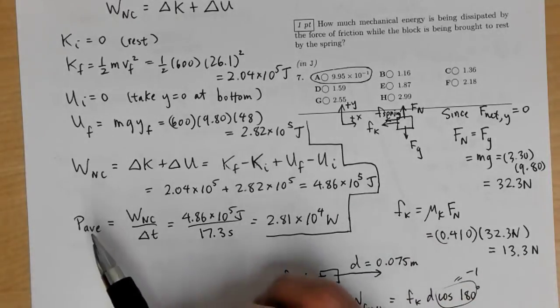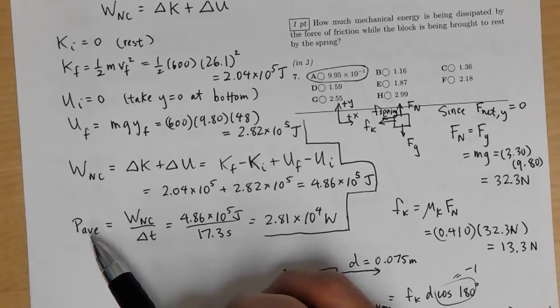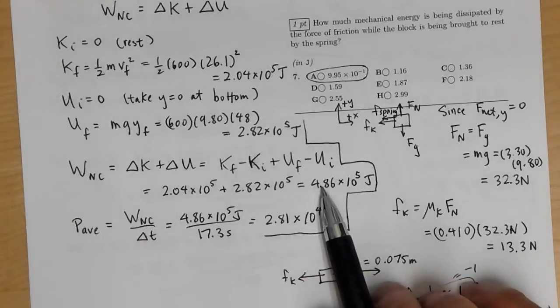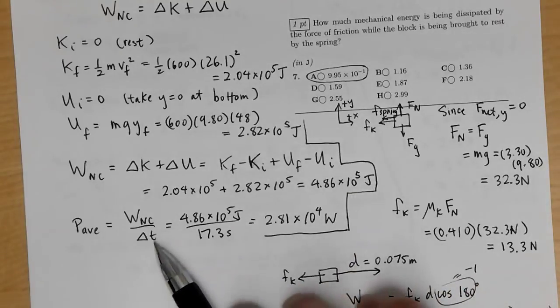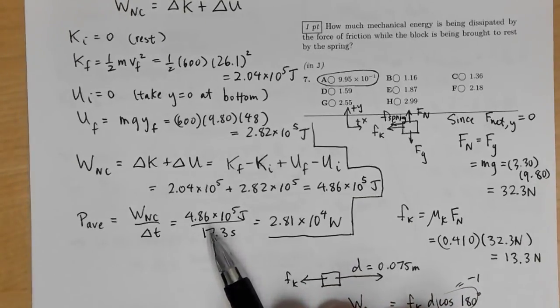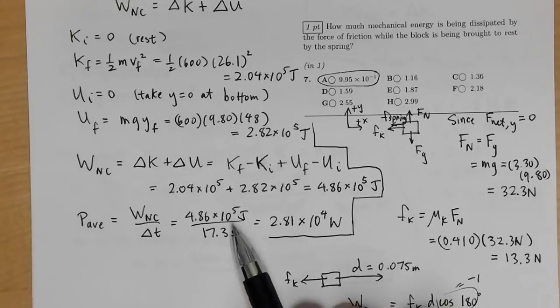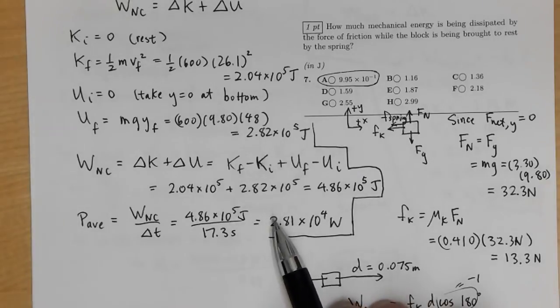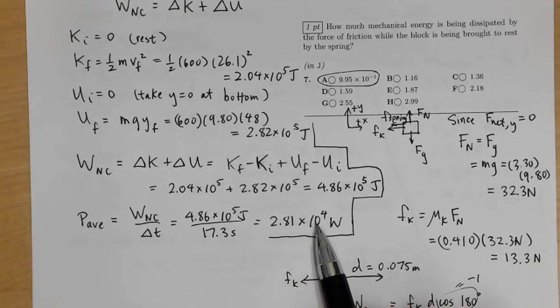To get the average power, we take the work done, 4.86 times 10 to the 5th, and just divide by the time, delta t. That's 17.3 seconds. That's given in the problem. And so we get 2.81 times 10 to the fourth watts.